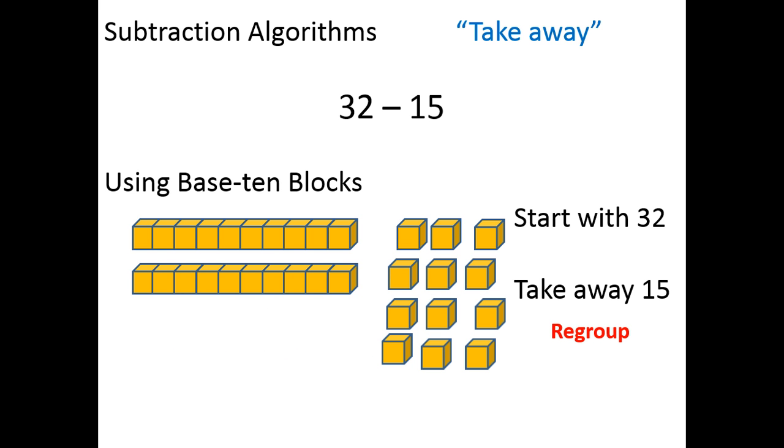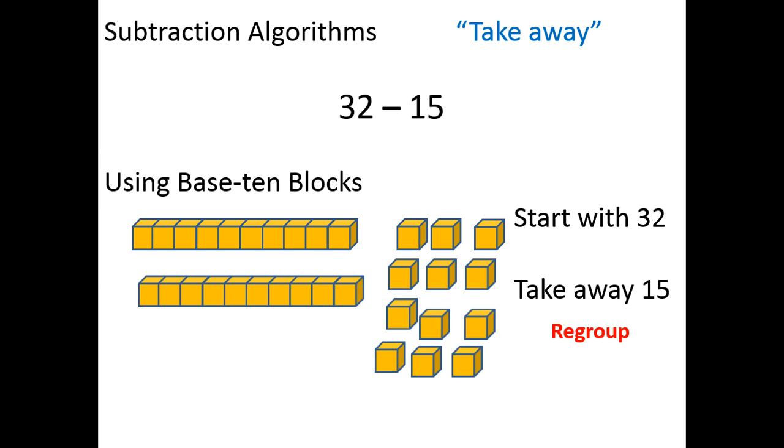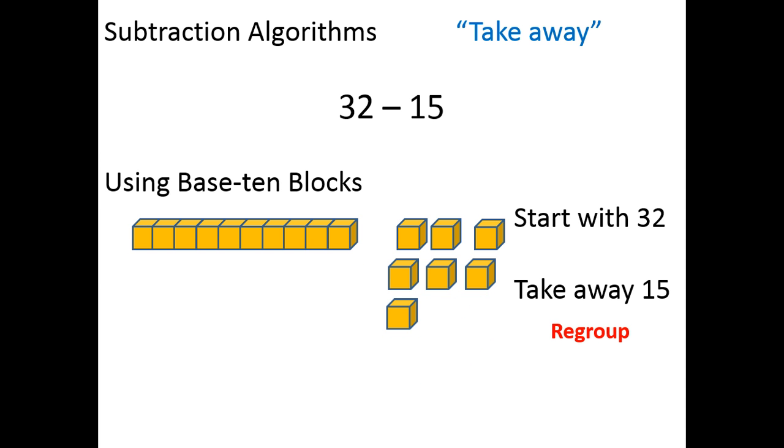That leaves us with 2 groups of 10. And we have enough ones now that we can take away those 5 groups of 1. So we'll take away 5 groups of 1 and we'll take away 1 group of 10. That's taking away 15. And what we have left is 1 group of 10 and 7 ones, so our difference is 17.